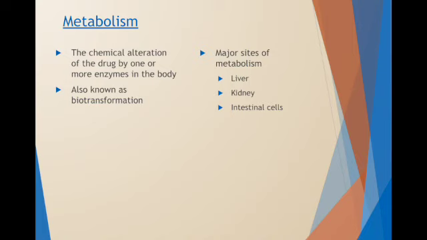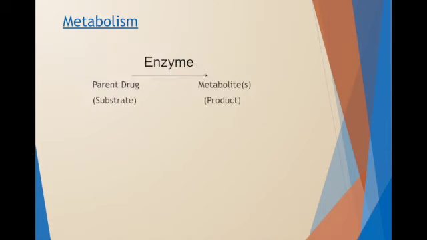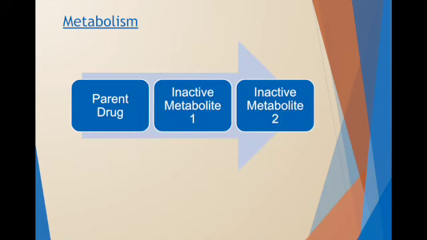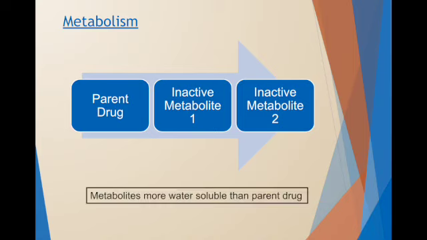Then you have metabolism, and the major sites of metabolism are the liver, the kidney, and the intestinal cells. And this is how the body is altering the drug, or what's called biotransformation. And it's accelerated by enzymes, for example, the P450 system in the liver. And in some cases, the parent drug will become an inactive metabolite, meaning it doesn't have physiologic effect. And in some cases, it might become an active metabolite that still has some type of physiologic effect.